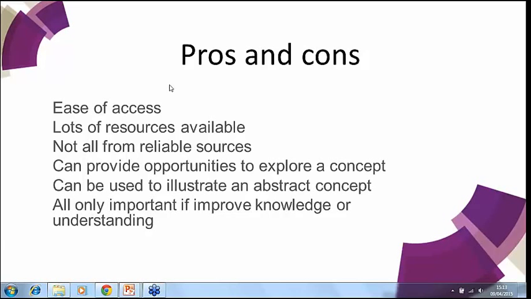There are a lot of resources available online. If you go to Google and search for something, say conservation of mass, you'll find a lot of stuff that can help you. So there's a huge amount of resources available. But the flip side is that not all of them are from reliable sources, so how do you know if you can trust them? Are they telling you the right chemistry, or is it maybe a little bit wrong? So it's really important that when you're using online resources, you make sure you're getting them from a reliable source.